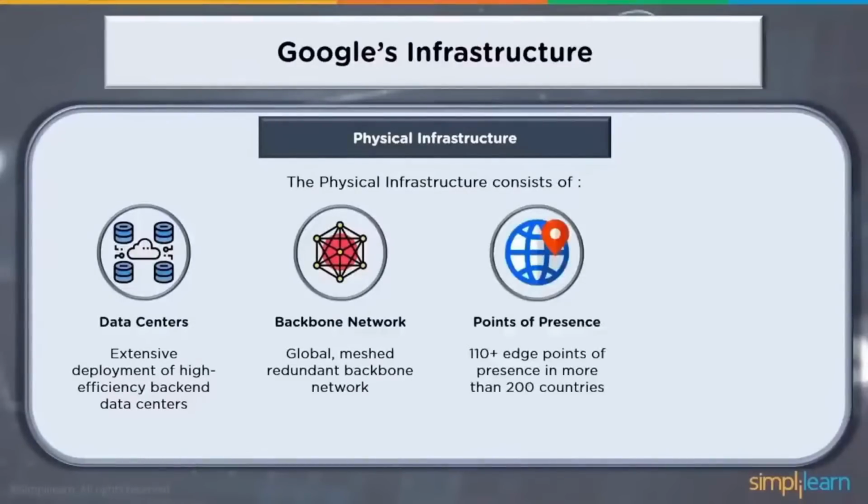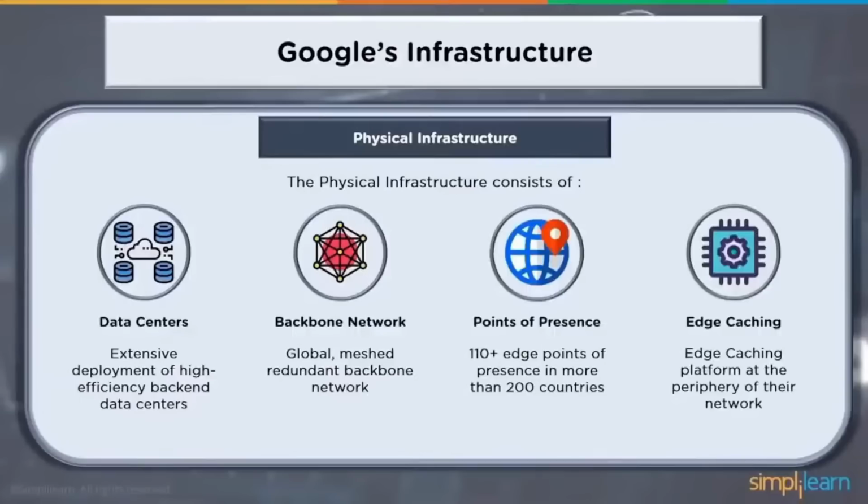Points of presence: when we talk about Google, it has 110 plus edge points of presence in more than 200 countries. And you have an edge caching platform at the periphery of their network. So this is what defines the physical infrastructure of Google. Now there is much more to it than just these 4 points.